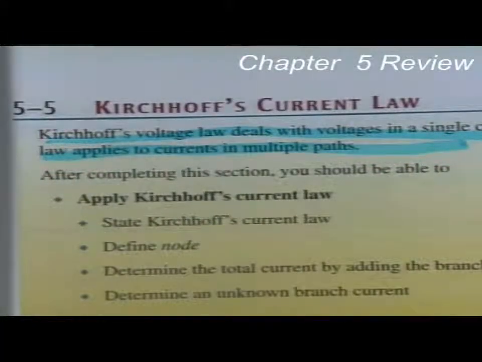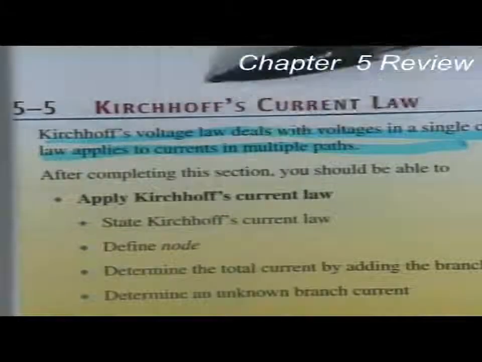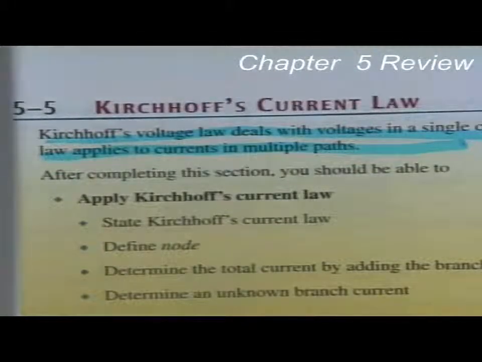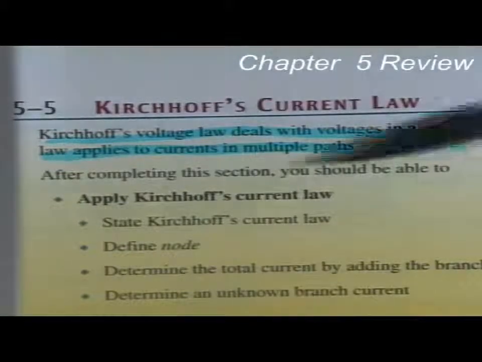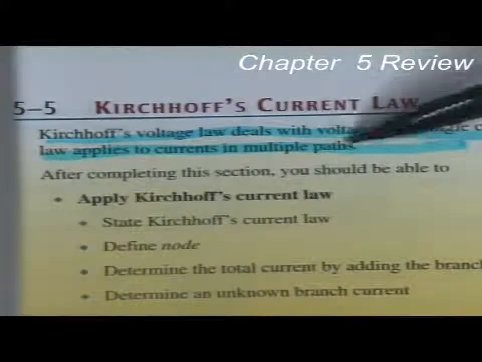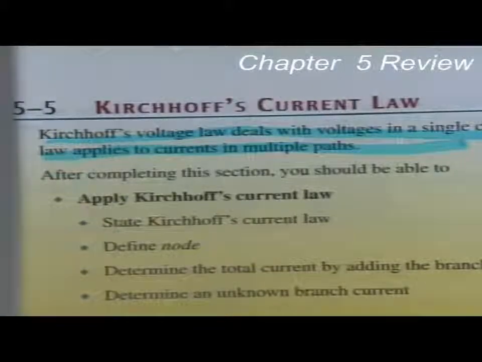Okay, Kirchhoff's law says that a voltage law, it's a voltage law that deals with voltages in a single closed loop. Now that's what we have in a parallel circuit, isn't it? A single closed loop. And Kirchhoff's current law applies to currents in multiple paths. And that's what we have in the entire parallel circuit. Now let's think about that. Let's review a little bit.